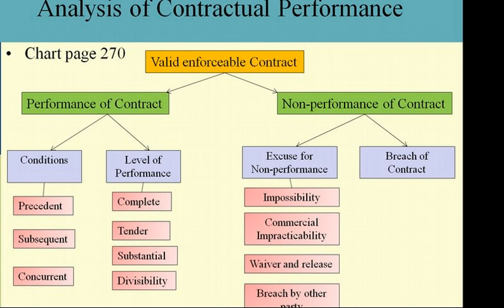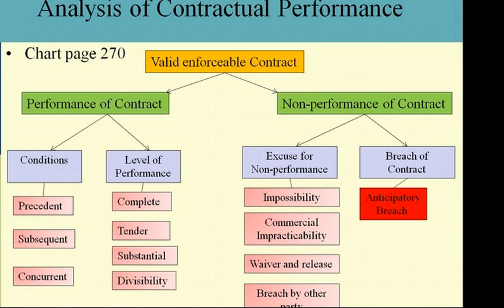There's impossibility. Commercial impracticability, which is very hard to get. There's waiver and release, where one party just waives and releases the other party. And then there's a breach by the other party, which excuses the first party from doing their performance.